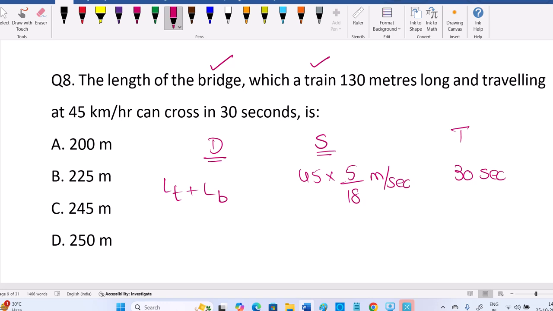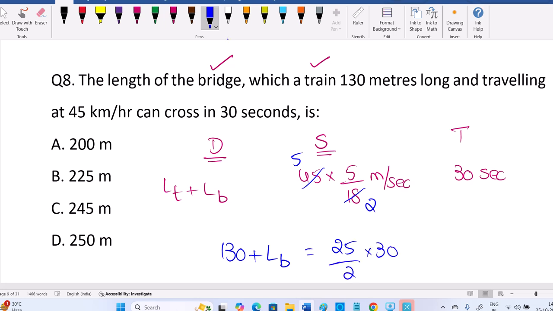So again, distance is speed into time. Distance is the length of the train, 130, plus the length of the bridge. Speed is 45 into 5 by 18, that is 25 divided by 2, into 30, which is 375 meters. So the answer is 245. Bridge length is 245.